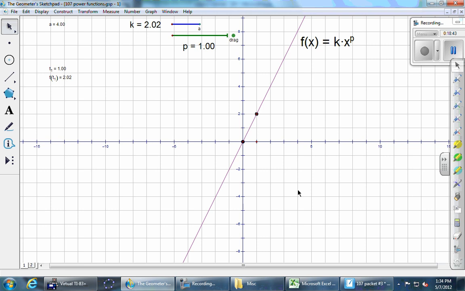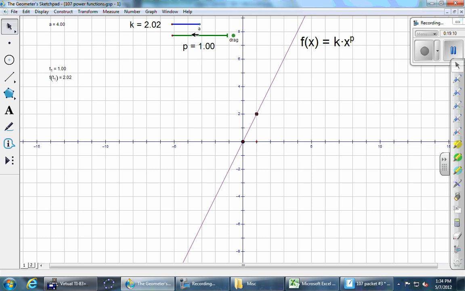So all the time it's going to be kx to the p, same letters we've been using. At the moment, k is around 2 and p is 1. So this is really 2x to the first, 2x. y equals 2x is the line. Great. Notice it hits what point? The origin. No surprise. It also hits that point, (1, 2). Probably it's too small to see that in the background, but (1, 2).